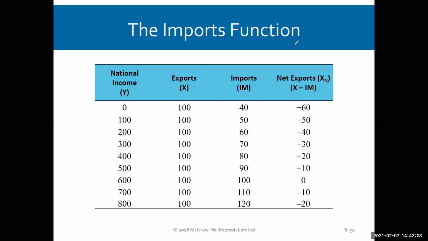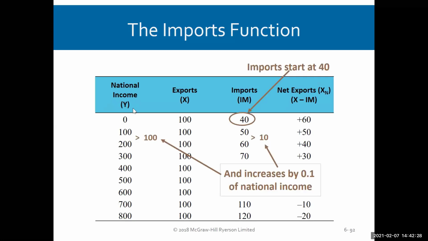So we can build our import function fairly quickly here because we've done these similarly before. First, we'll notice that exports are entirely autonomous. Imports have an induced component because they rise. And this is going to be net exports. We're going to dissect that in detail in a moment or two. But right now, all we want to do is notice that when income is 0, imports start at 40. And then as income increases, say here by 100, our imports increase by 10.